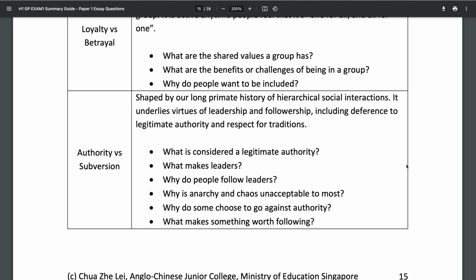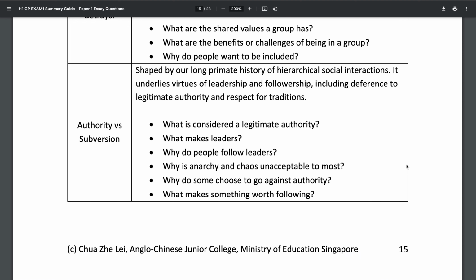Okay, so number one, what is considered legitimate authority? Just because you are in power doesn't mean you are legitimate, right? So you're a humanities student, you should know this, right? No, it doesn't, right? What makes somebody a leader, and why do people follow leaders? So what's the difference between a common man and somebody who can lead the country? What is the difference? And why do these people that can lead eventually become the leader? Okay, why is anarchy and chaos unacceptable to most? Even in the freest countries in the world, you realize nobody tolerates anarchy. Nobody tolerates chaos. Why? Ask yourself, why?